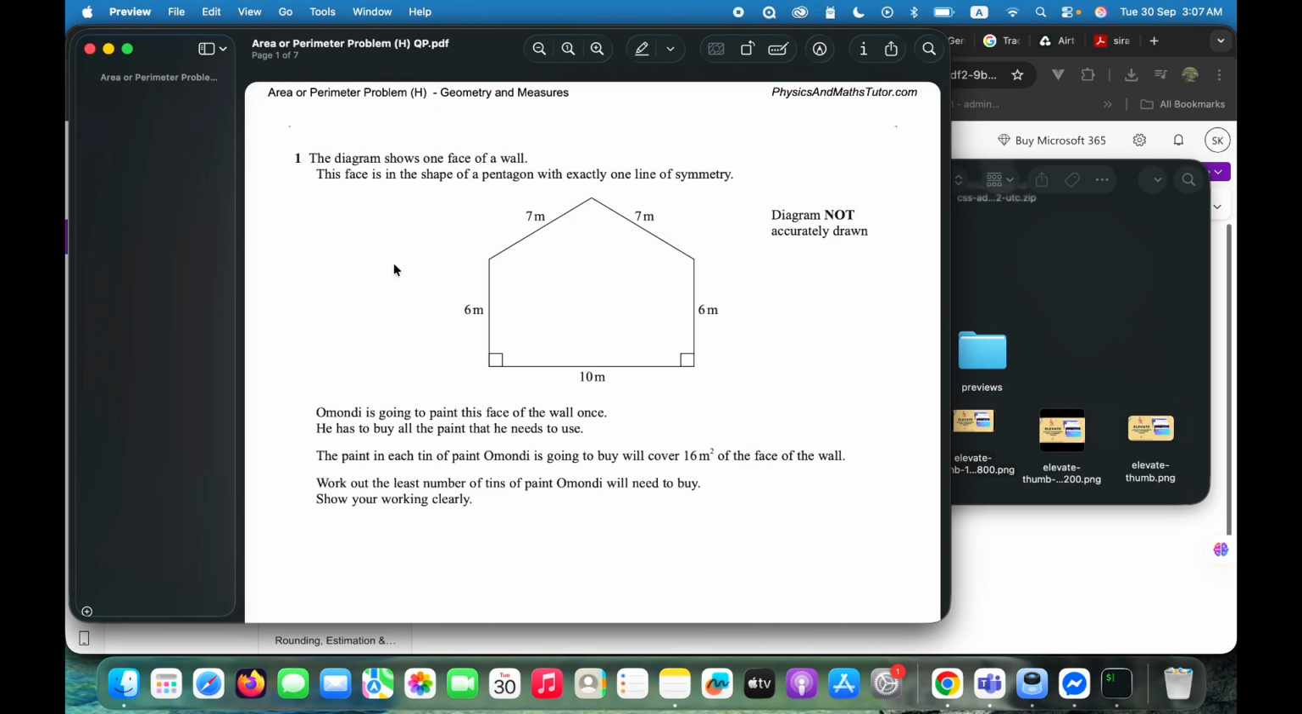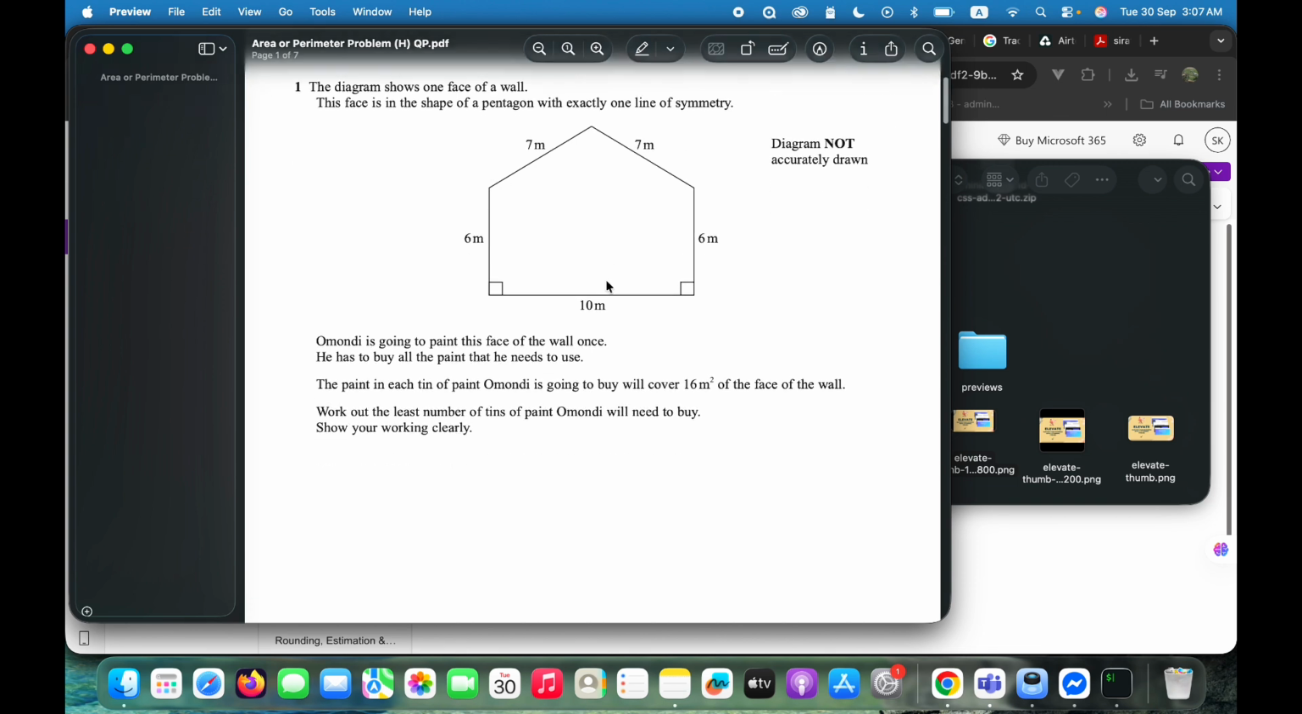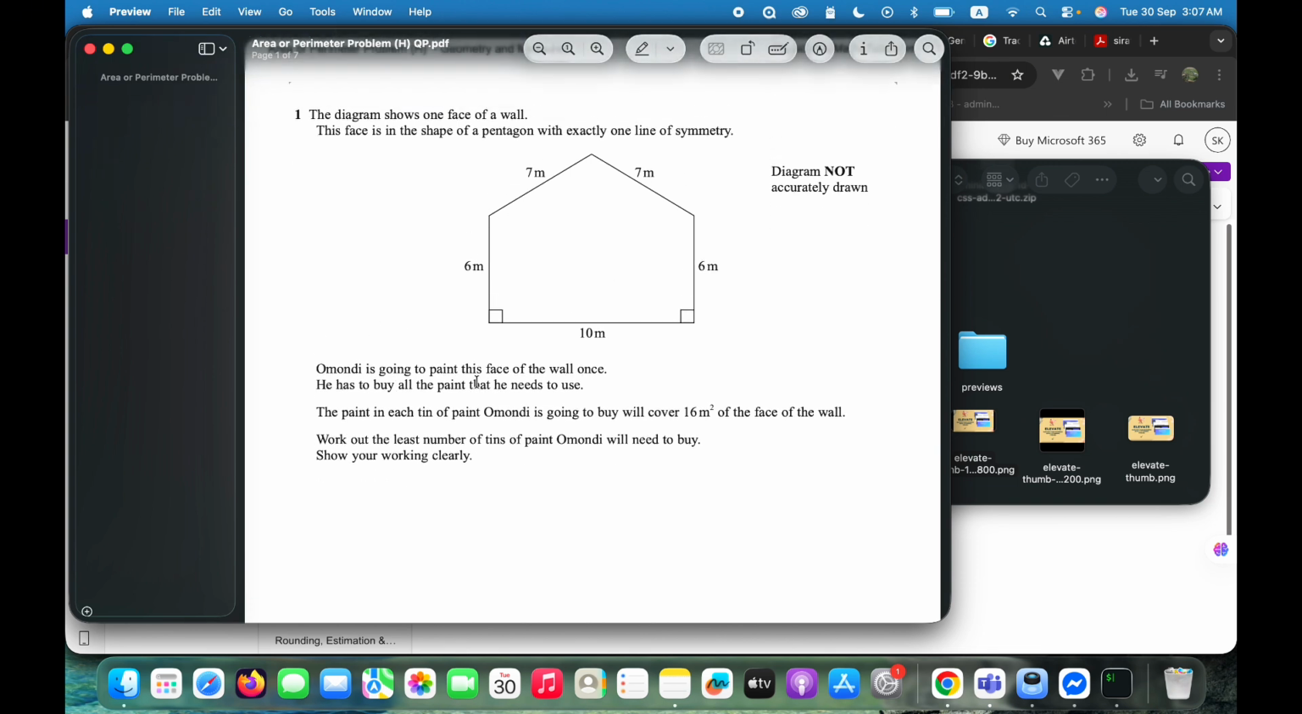I'll focus on the first problem of the area and perimeter concept. So let's read the problem. It says the diagram shows one face of a wall. The face is in the shape of a pentagon with exactly one line of symmetry. Omondi is going to paint this face. So this is one face of the wall.